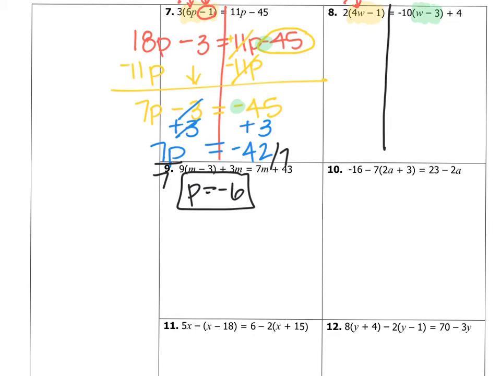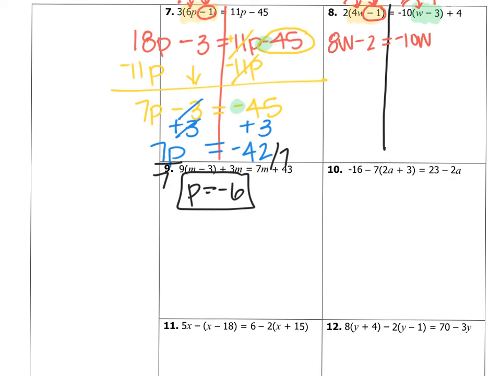Okay, so when I multiply my 2 in here, I have to do 2 times 4w. That makes 8w. Then I have to do 2 times negative 1, which is negative 2. So when I distribute on the left, I get 8w minus 2. On the right, when I distribute, I have to do negative 10 times w. That makes negative 10w.